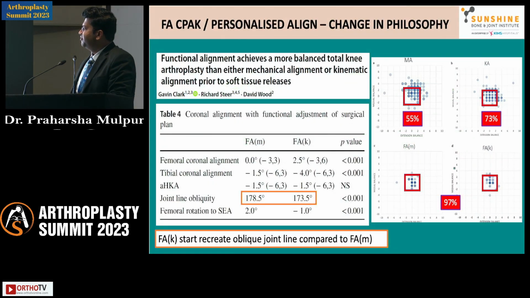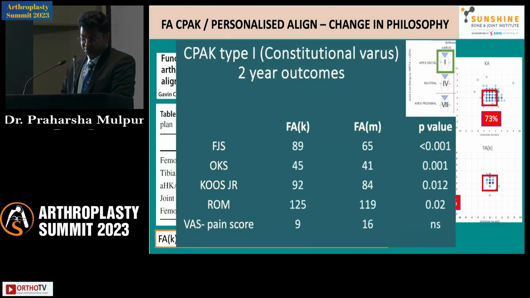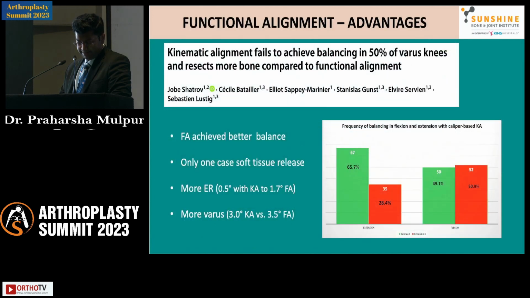So this I think we have covered in reasonable detail in the morning, how the kinematic start point actually recreates the oblique joint line better than a mechanical start point. And you have this paper from Gavin Clark from Australia, which was recently published in the Journal of Arthroplasty, where they found a very significant difference in PROMs at short-term follow-up with a kinematic start point where the joint line was maintained. So functional advantages, you can see that you have minimal soft tissue release, and the soft tissue release will actually cause a reduced amount of pain in the post-operative period.